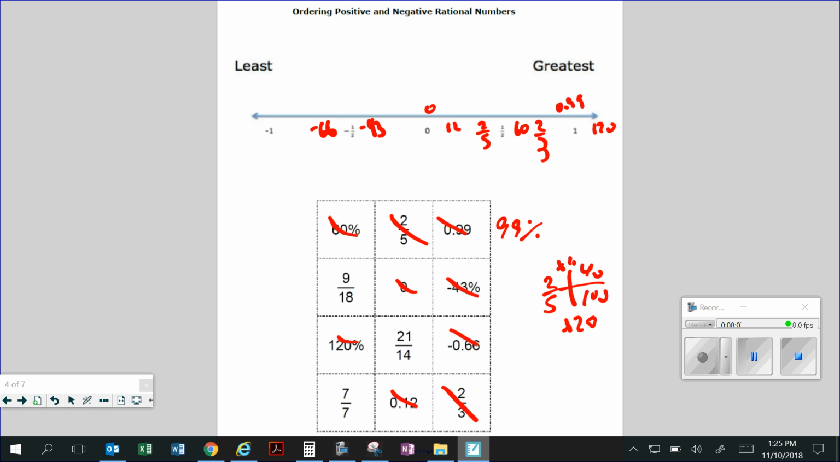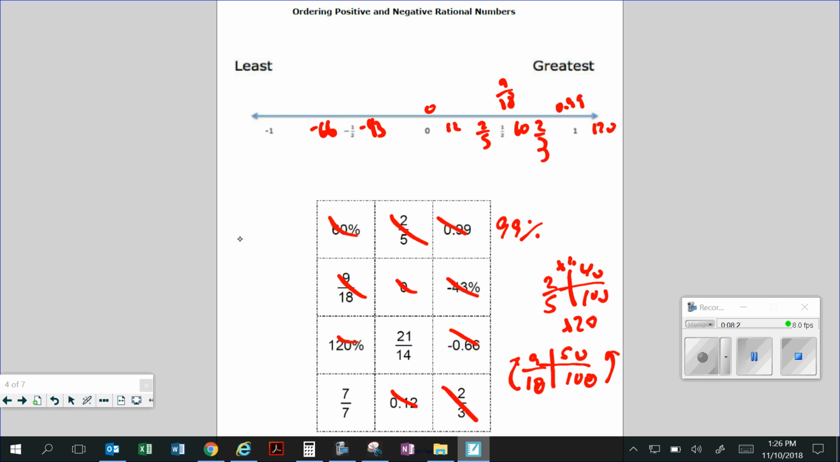And then 9/18. How would you turn this to a percent? Could you do a side-to-side relationship? You could. You could simplify 9/18. But I'm going to do an up and down relationship here. How do you turn an 18 to a 9? Divide by 2. So it's 50%. Oh, it's right here.